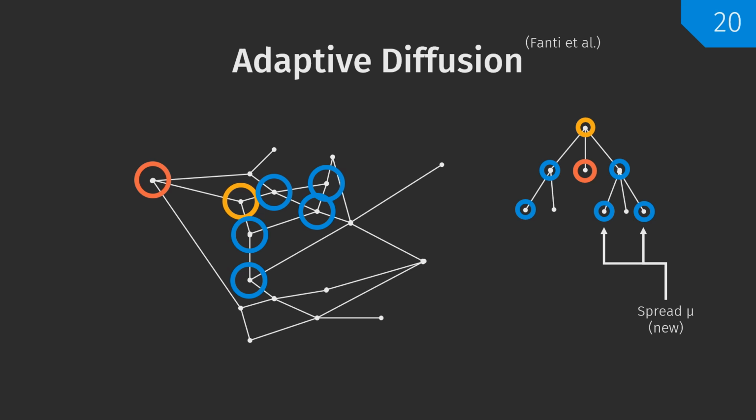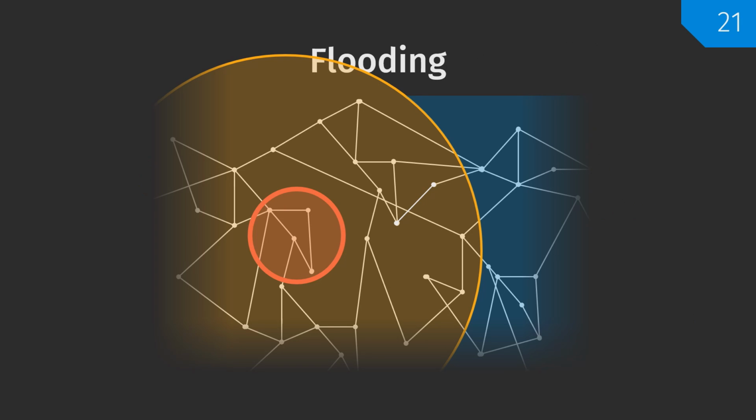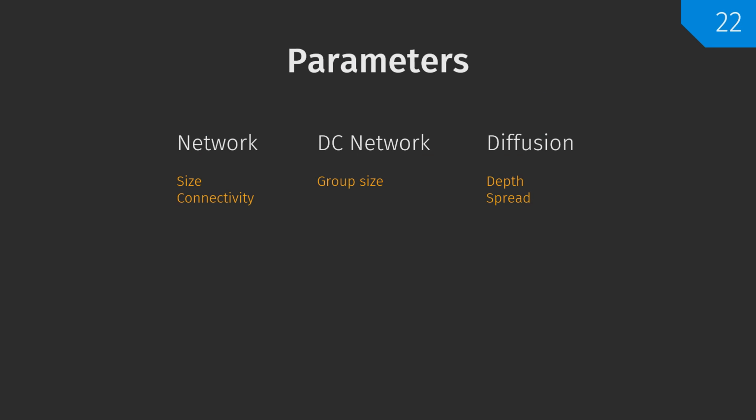And this selection of only a subset of participants is a parameter we introduced in our paper as mu. Lastly, we will add a flooding mechanism to finally reach the last part of the network. This will leave us with a few parameters of our protocol.